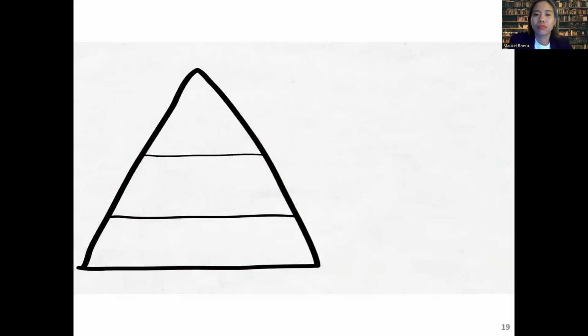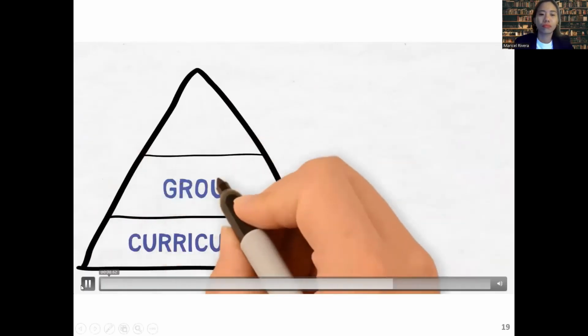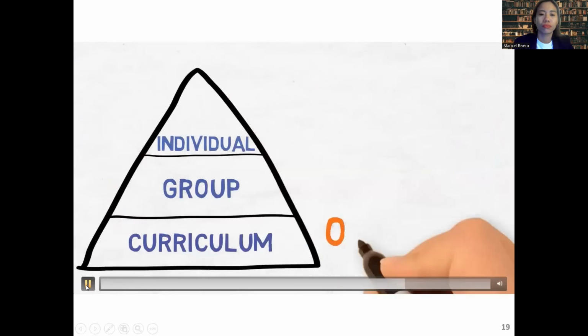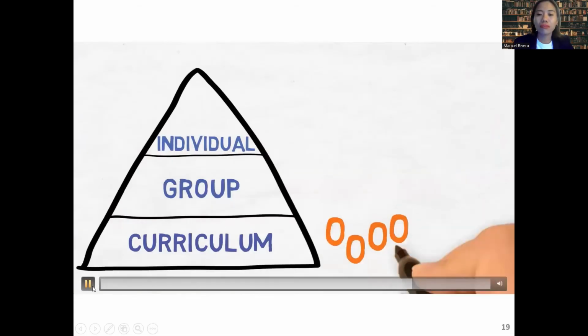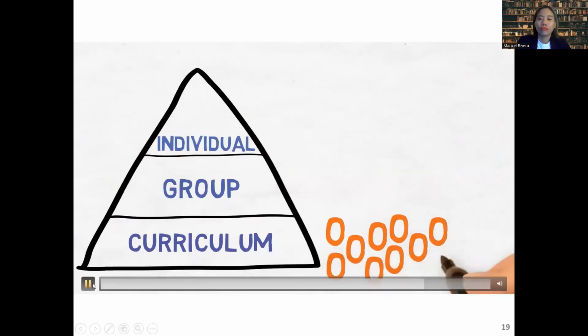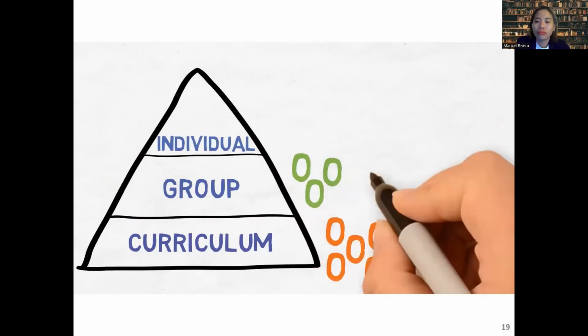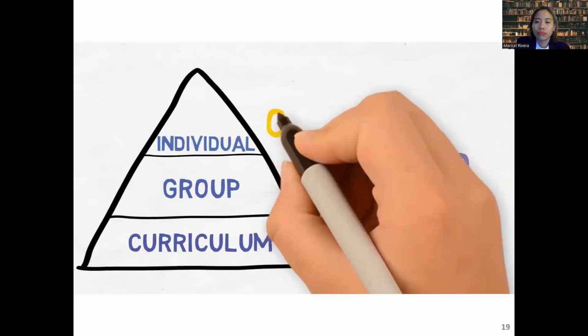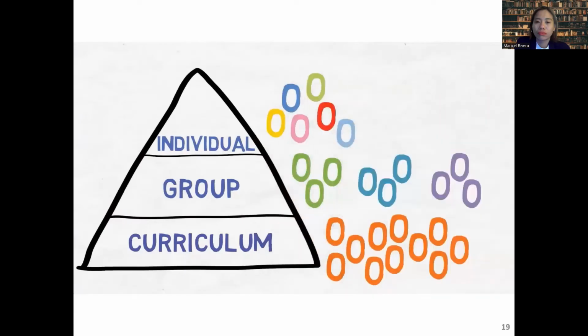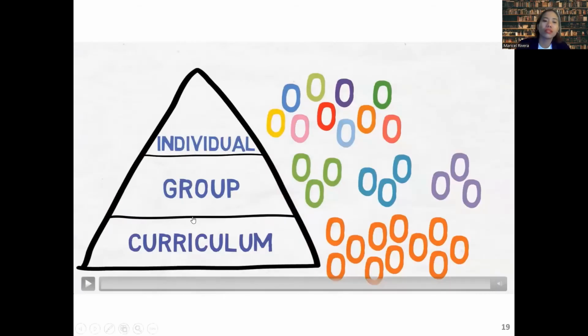PBL can be used at three different levels: curriculum level, group level, and individual student level. At the curriculum level, all problems and objectives are identical for all students. At the group level, each group can have either the same problem and different objectives, or vice versa. Lastly, at the individual student level, the instructor can predetermine objectives for each individual student. So this is very good. We're talking about levels of the PBL.